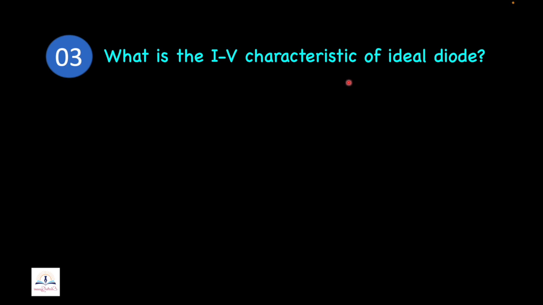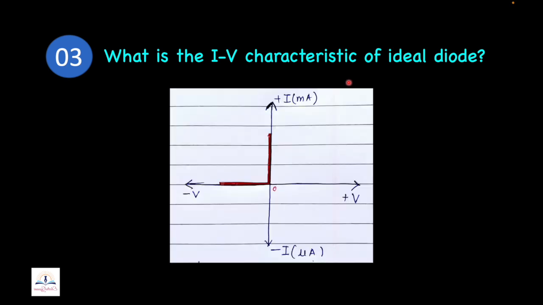What is the IV characteristic of an ideal diode? Here you can see that when the voltage is negative, the current is 0, and when the current is positive, the voltage is 0. Or you can say that when the ideal diode is reverse biased, it is an open circuit, and when it is forward biased, it is a short circuit.